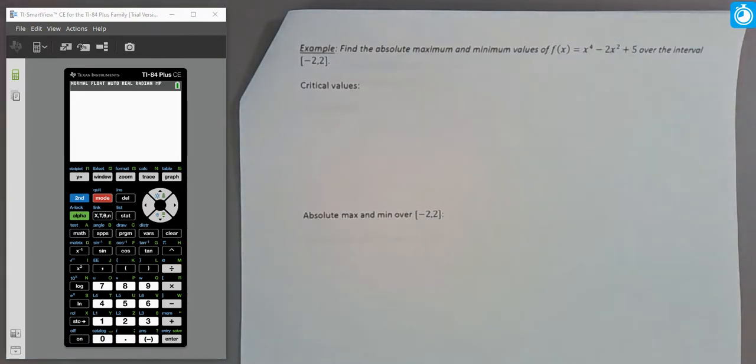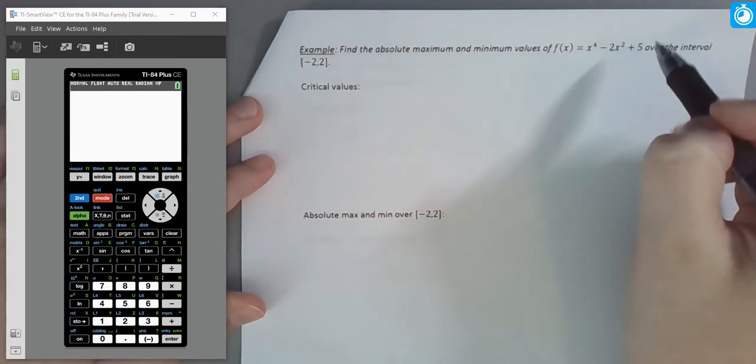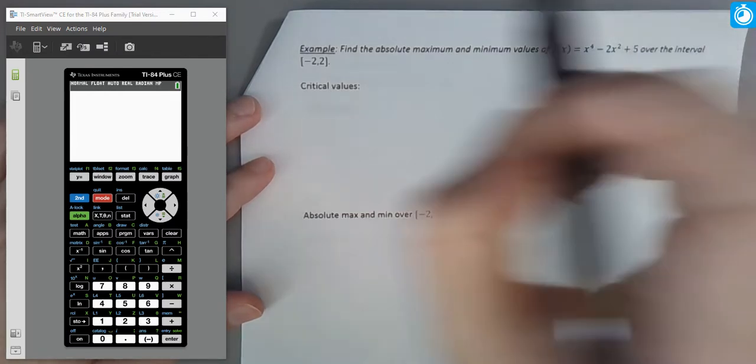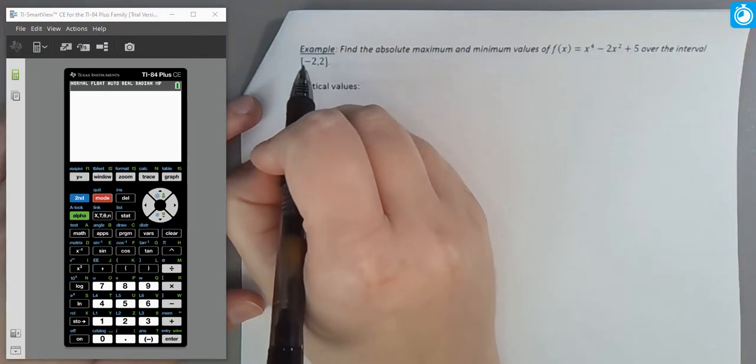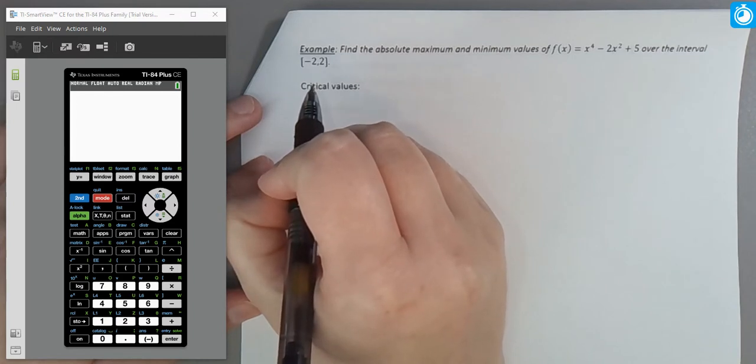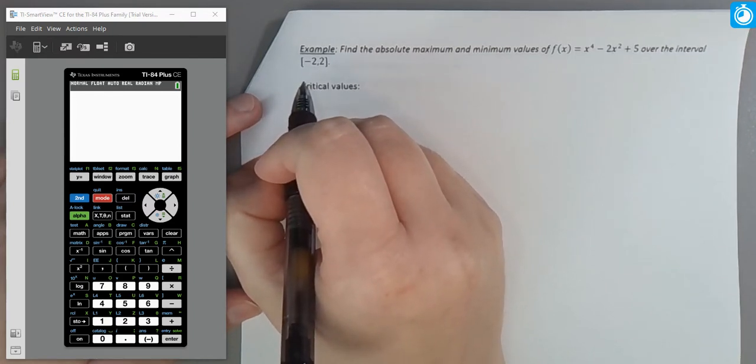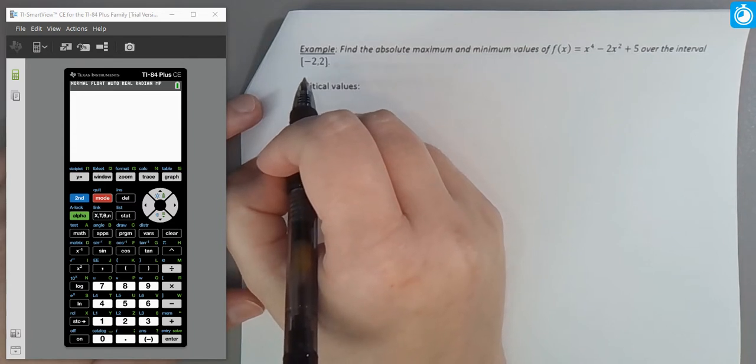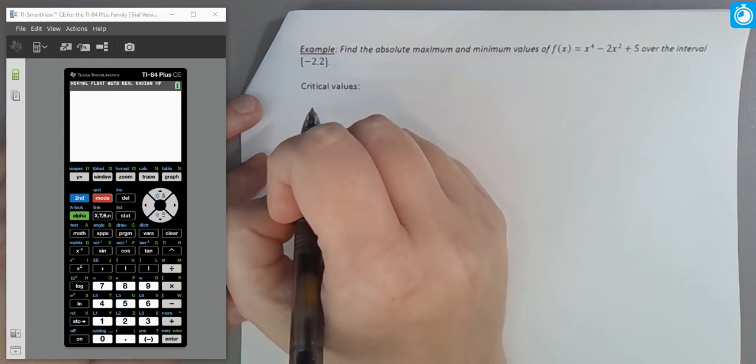Okay, so for the first example, we want to find the absolute maximum and minimum values of the function f of x is equal to x to the 4th power minus 2x squared plus 5 over the interval from x equals -2 to x equals +2. So in other words, we're asking the question, if we were to graph this function and just look at the region of the graph between the x values of -2 and 2, what's the highest value, what's the lowest value on that interval, and where do those highest and lowest values occur?